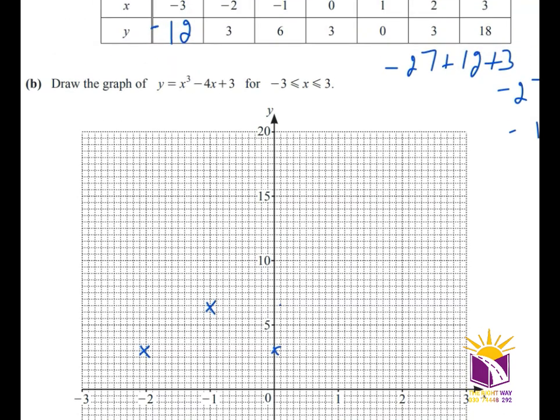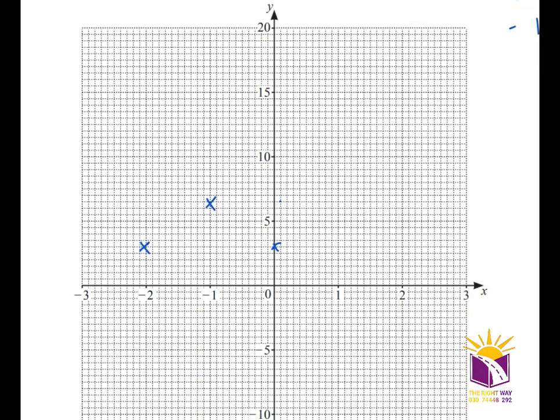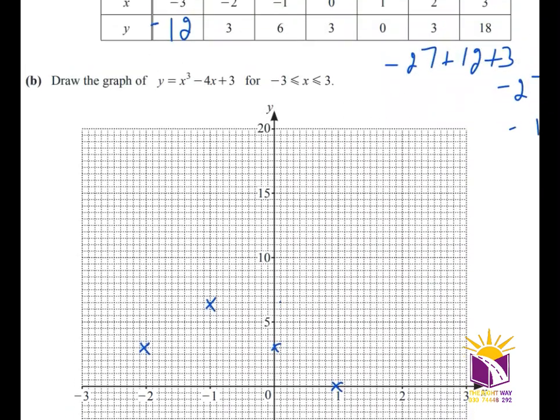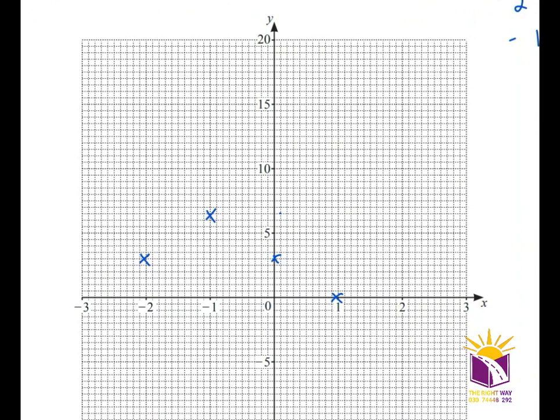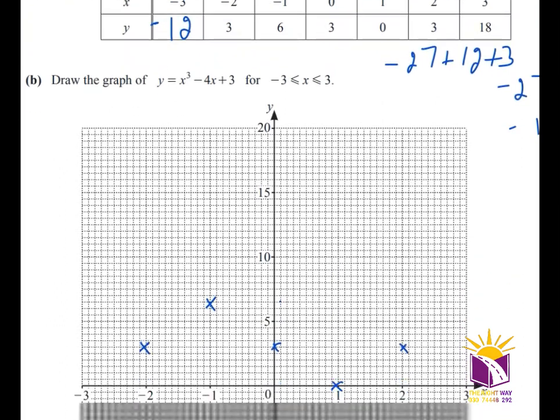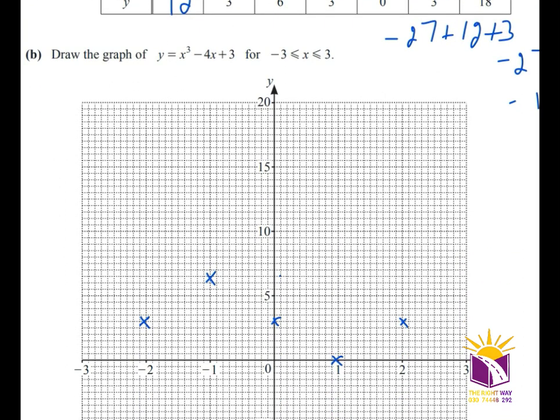For x = 1 you have 0. For x = 2 you have again plus 3. For x = 3 you have 18. So 15, 16, 17 and 18 here.